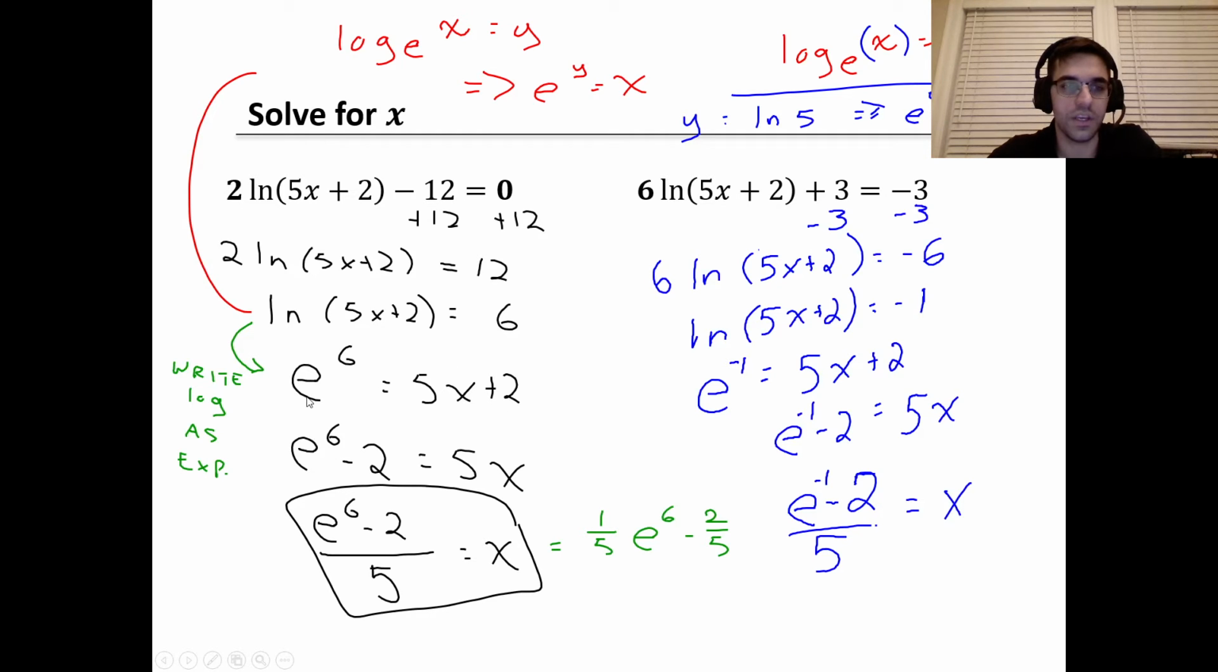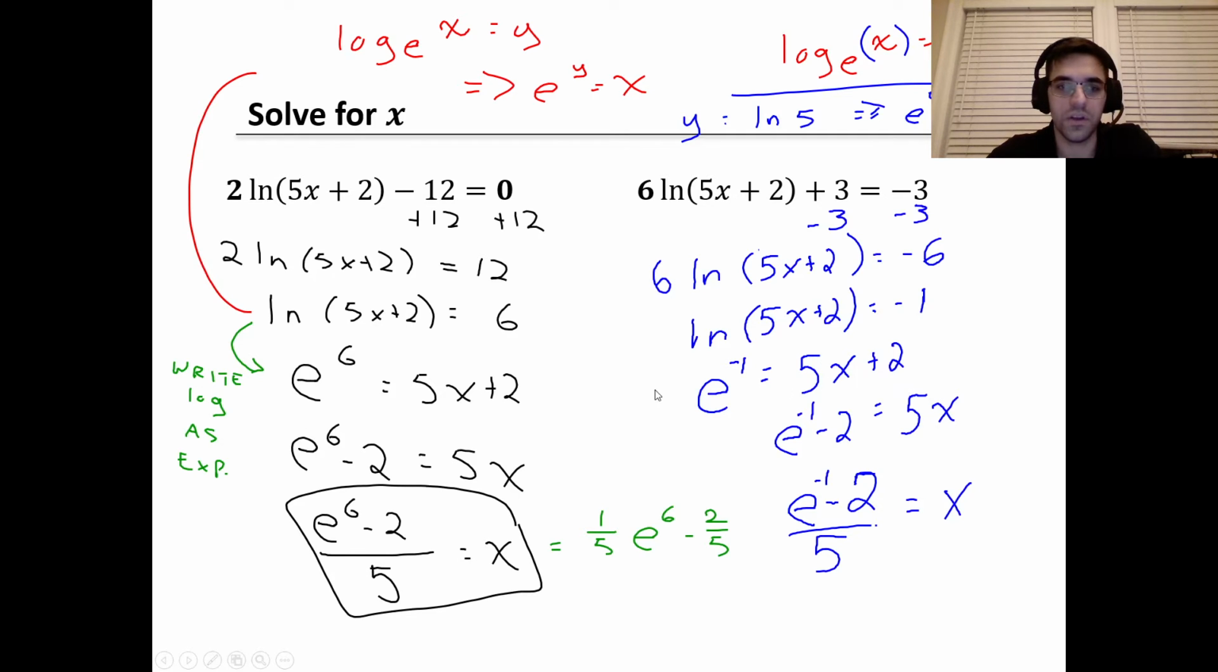And remember, e is just some number. It's not a variable. It's 2.718. So it's just like pi. So this is some number to the power of 6 is equal to 5x plus 2. Now I can use some basic algebra to solve for x.